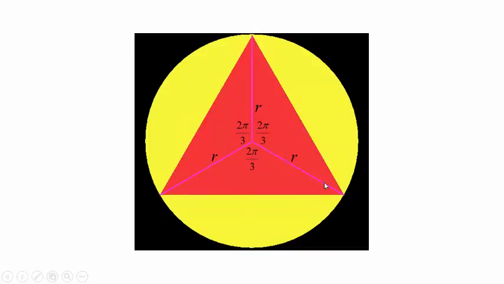And here's some information about it. R is the radius, and each angle of each smaller triangle in radians is 2 pi on 3. In other words, 360 degrees divided by 3, because there are three equally sized angles.